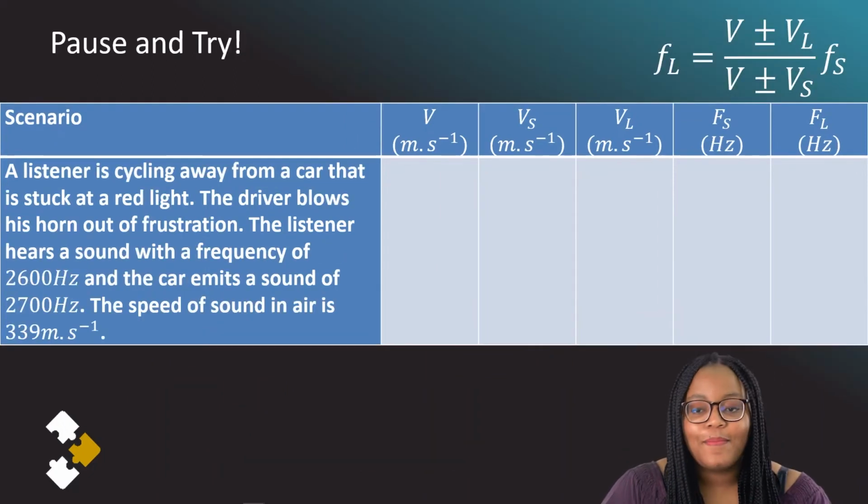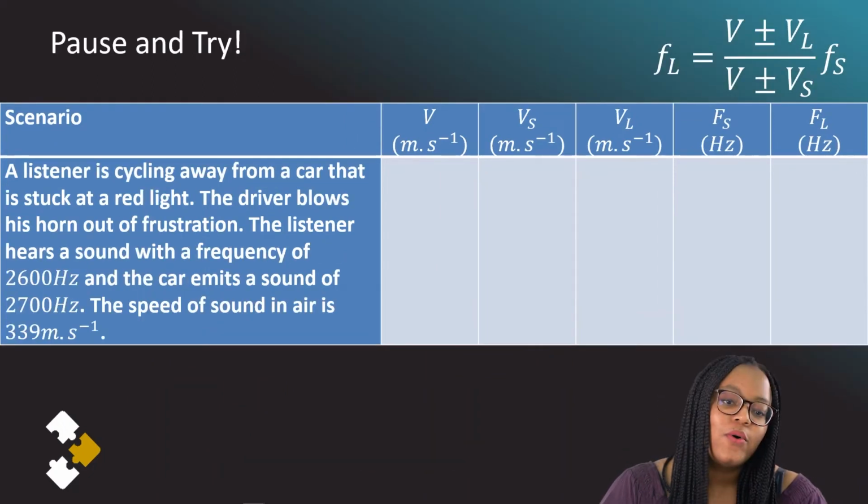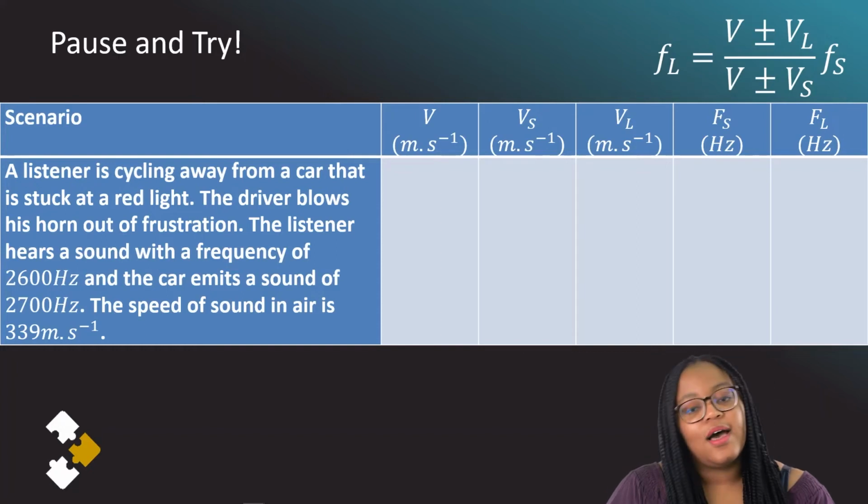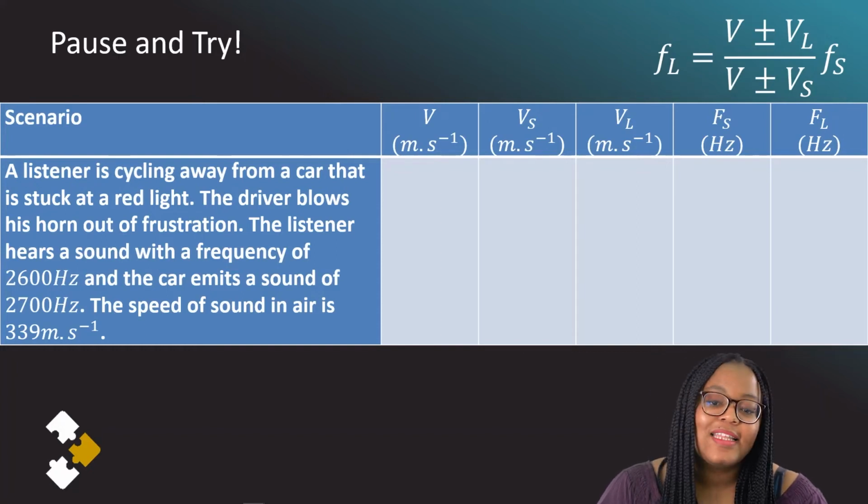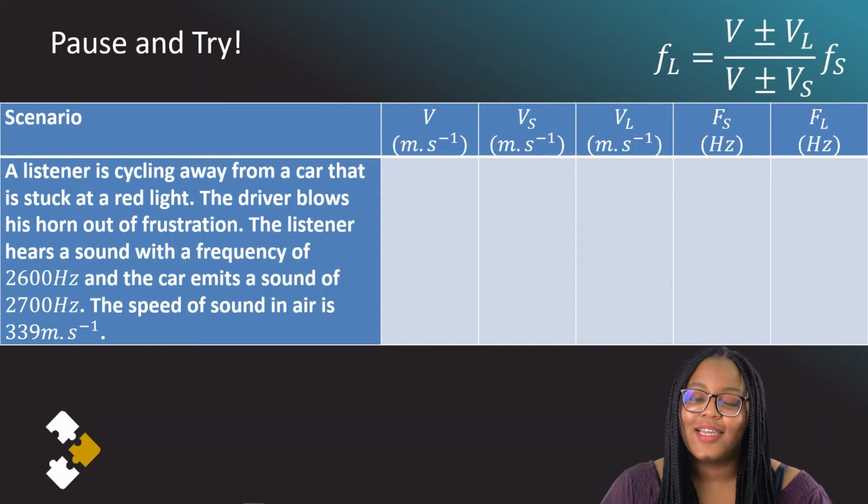Now that you've seen me do one of these examples, I'd like you to pause and attempt this example. Find the unknown value or the missing value in the scenario and fill it in this table. Go ahead and try it.